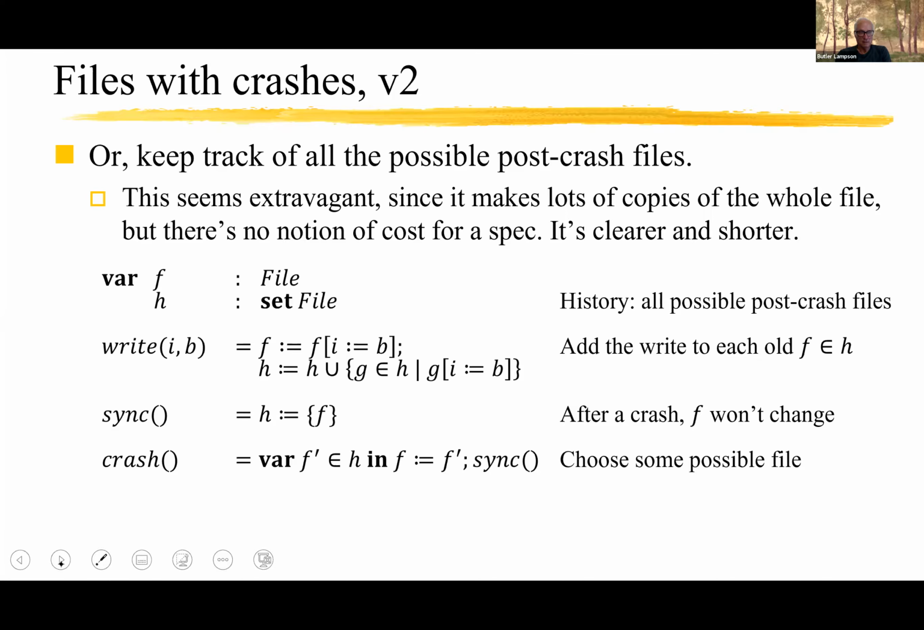So this spec is somewhat shorter than the previous one, and it's also much more flexible. It can be extended in a variety of ways, much more easily than the spec that keeps talking about the individual bytes.